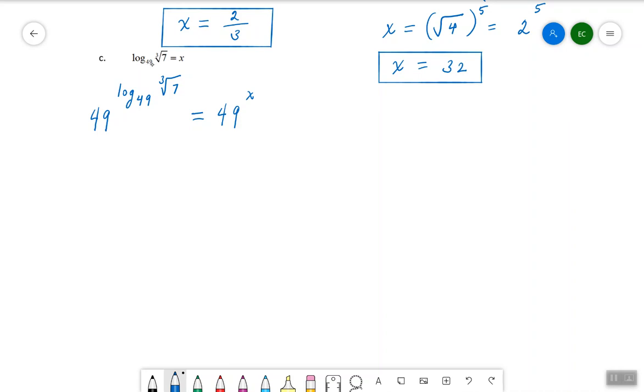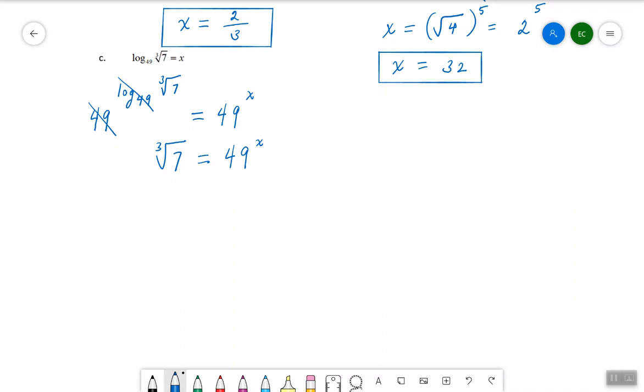Okay, so we have a log base 49. So we're going to put a base 49 underneath each side of the equation. And then the 49 and the log base 49 cancel. And we've got the cube root of 7 is equal to 49 to the x. And actually, wow, do you remember how we solved this in section 4.2?